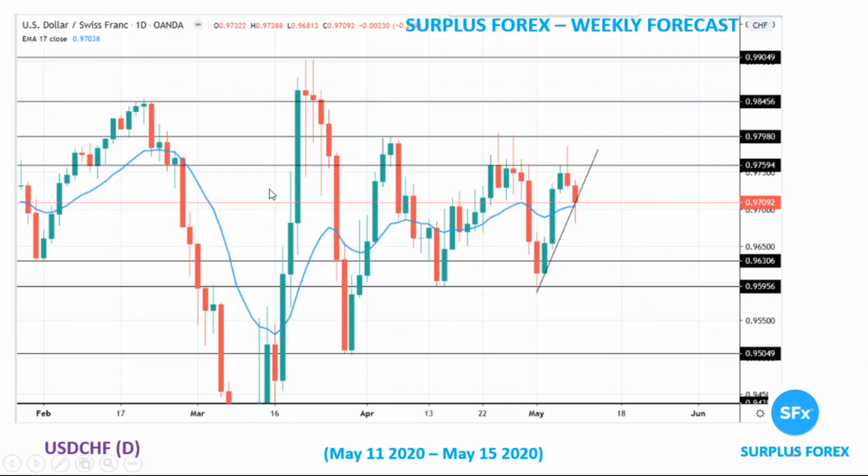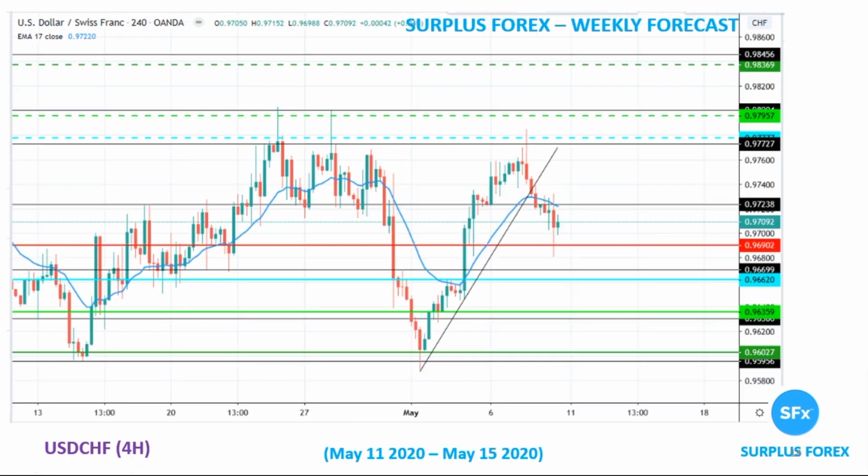On USD Swiss franc, as of now, it's hovering between 97.98 and 95.95 for the last 2 weeks. I expect it to drop from here, but it might go back and test 97.60. Then it'll make a touch point there, drop from there, and be bearish going forward. As of now, it's sitting above EMA 17, and it's right at the touch point of our uptrend line. So let's see on a 4-hour chart.